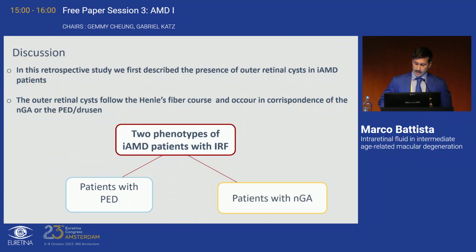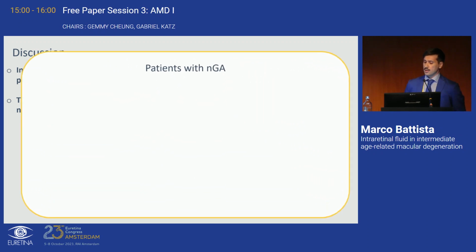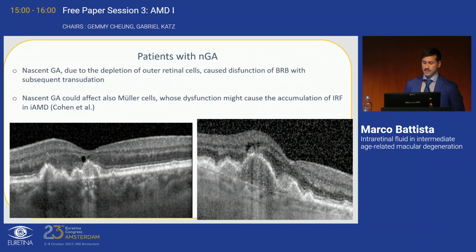In the second phenotype, we observe intraretinal cysts associated with a nascent GA. In this sense, we think that the dysfunction of the blood-retinal barrier is due to the depletion of cells, in particular the outer retinal cells. But we also know that geographic atrophy can also impair the Müller cells, and so the dysfunction is maintained due to the scarce activity of these cells.